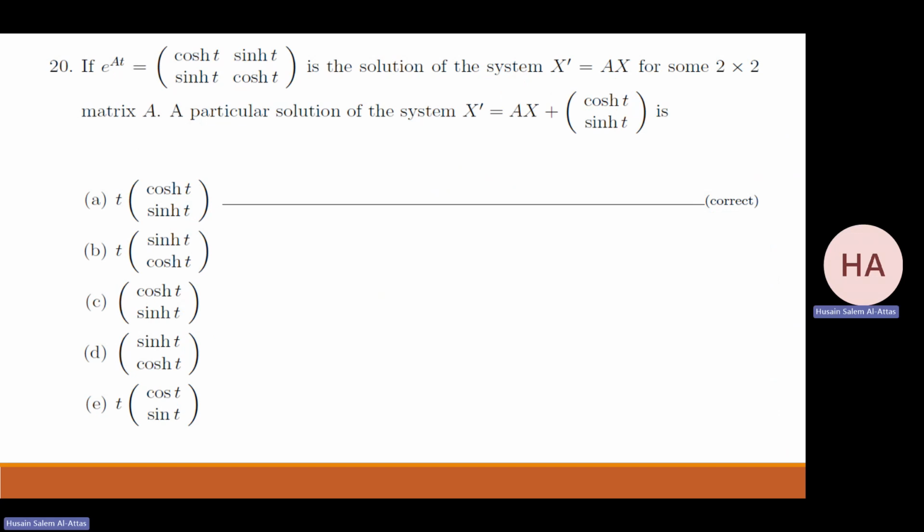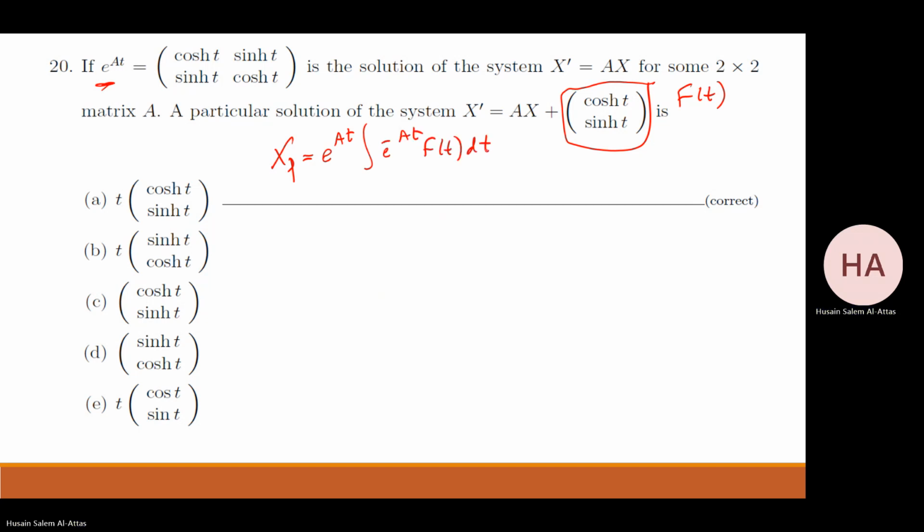So let me do this one. Cosine hyperbolic, this is e to the power At. And this is f of t. Yeah, so what is xb? xb will be e to the power At times the integral of e to the minus At f of t dt. Okay, what is e to the minus At? Yeah, be careful now. Let me multiply times f of t at the same time.